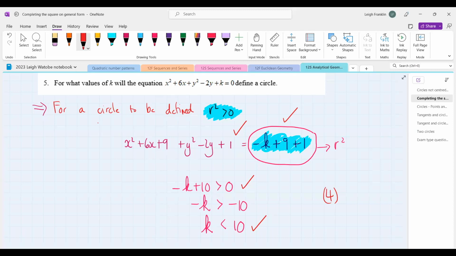Ma'am, I wanted to ask, why is r squared greater than 0? Because your r is your radius, and that is a length or a distance. Because it's a length or a distance, it's always going to be positive. If you take a number that's positive and you square it, it's always going to be positive. Or if you take any value and you square it, it's always going to be positive. So that's why. Okay, thank you, ma'am. All right, no problem.